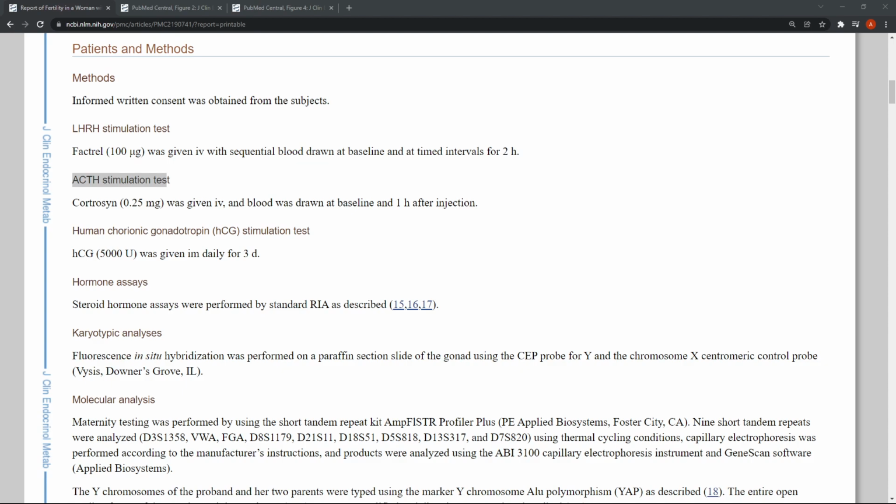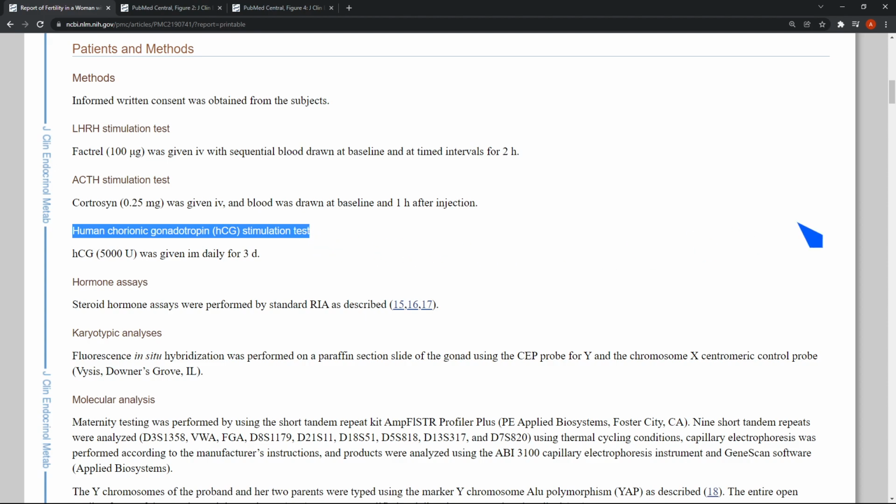And then the last one. Yeah, the last one is the HCG, human chorionic gonadotropin stimulation test. This is an interesting one. So this one is specific to male sexual development. This is a hormone that, when injected in the body, stimulates the production of testosterone in men.